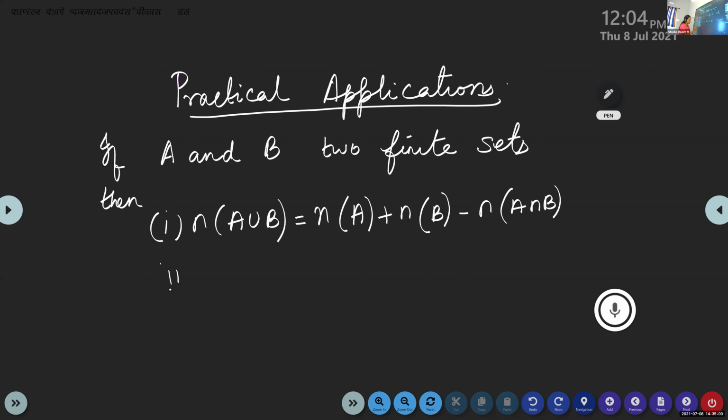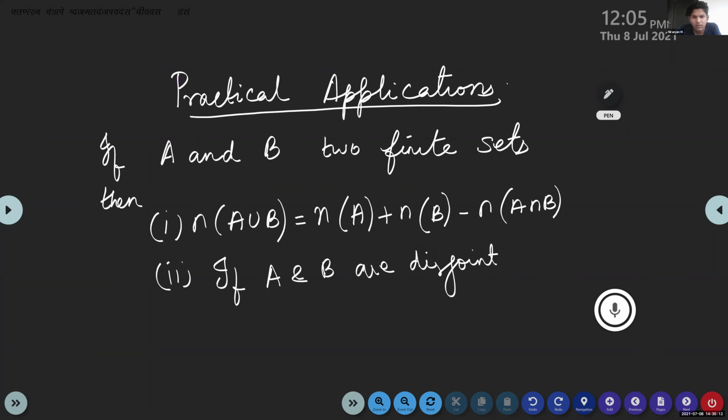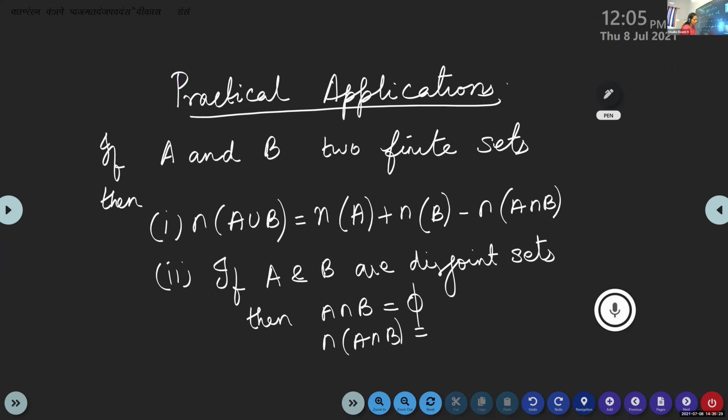And the second one is if A and B are disjoint. What is meant by disjoint sets, Niranjan? Have no elements in common. Yes, very good. They have no element in common. If A and B are disjoint sets, then we know that A intersection B is the empty set. They have nothing in common. So n of A intersection B will be equal to 0.